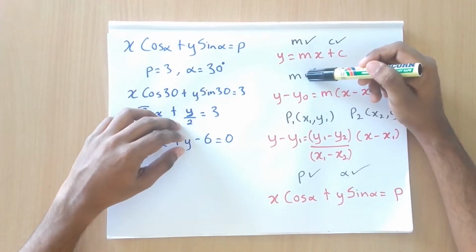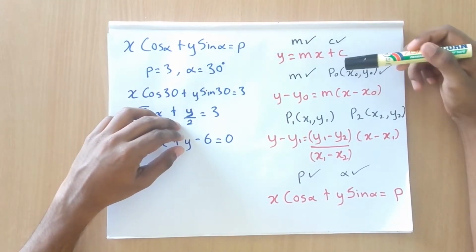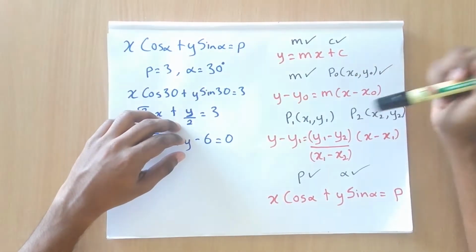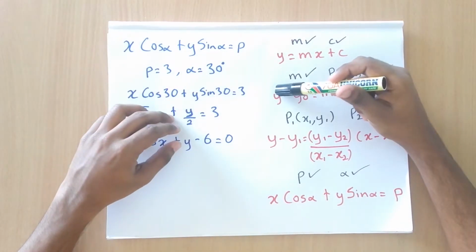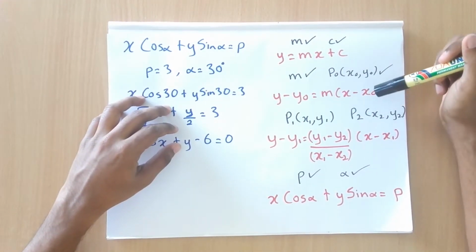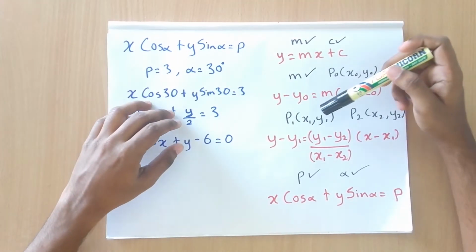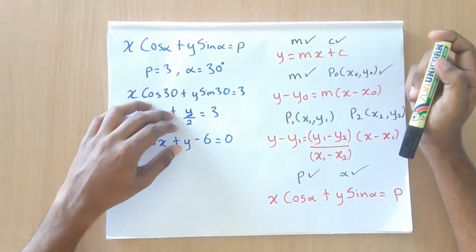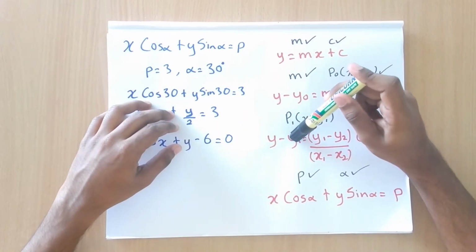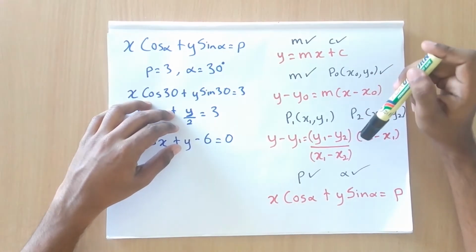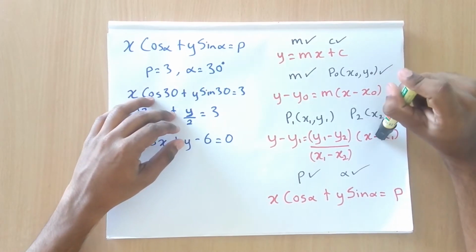If you have the gradient and the coordinates of a point on the straight line, then proceed with the 1 point slope form. That is y minus y naught equals m into x minus x naught. If you only have the coordinates of 2 points, then proceed with the 2 points form. That is y minus y1 equals y1 minus y2 over x1 minus x2 into x minus x1.